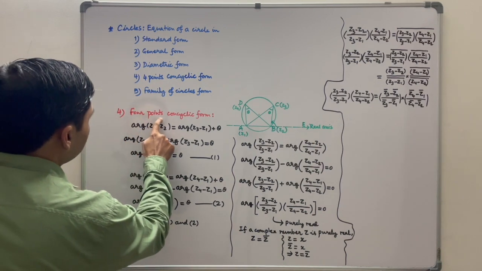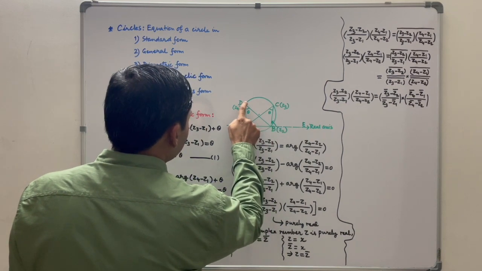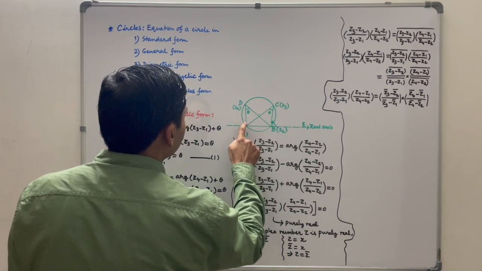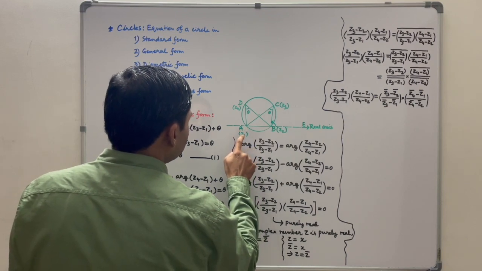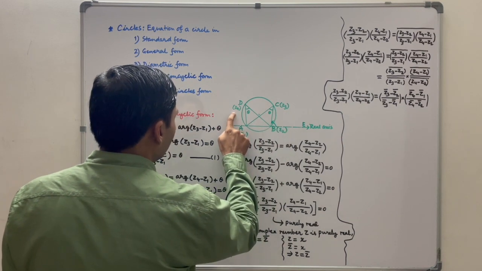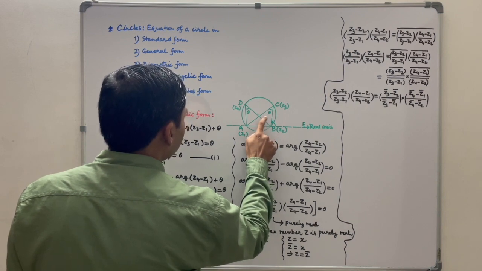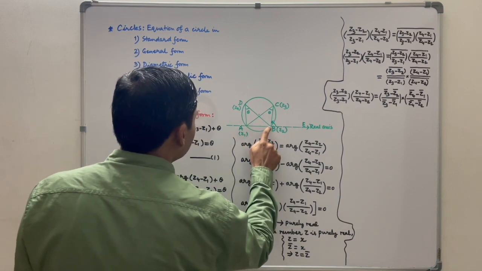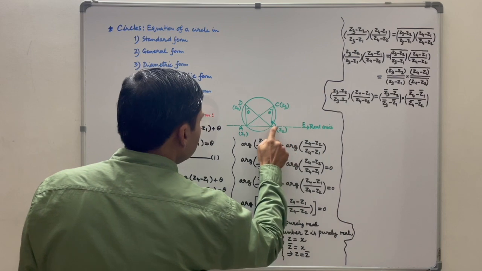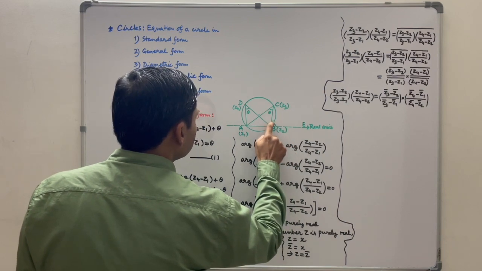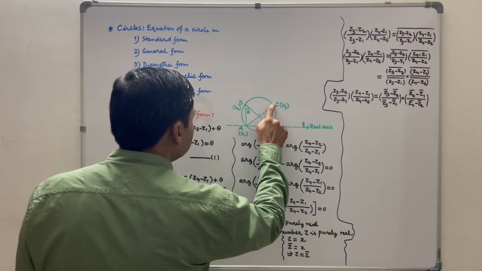Fourth one is the four points concyclic form. Suppose A, B, C, D are four points which are concyclic. That means they lie on the circumference of the same circle. They are represented by complex numbers Z1, Z2, Z3 and Z4. We know that angles marked by theta are equal as they are subtended by the same chord AB. Now consider triangle ABC. Angle CBE is the external angle, which will be equal to the sum of the opposite internal angles, that is angle CAB plus angle ACB.